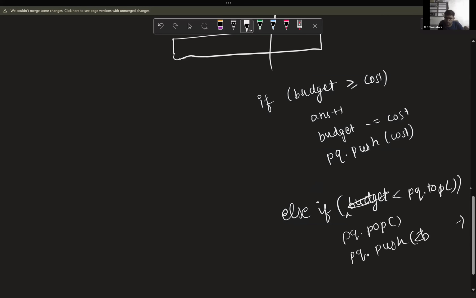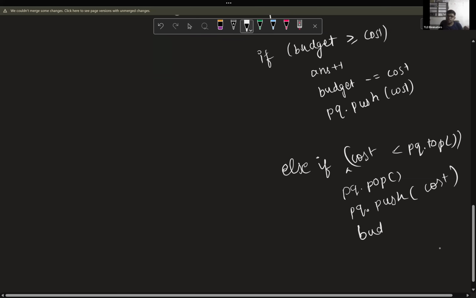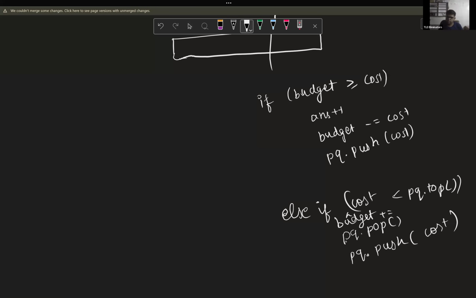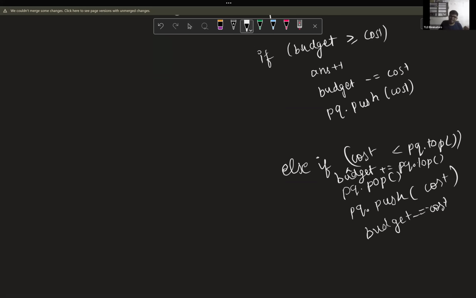Sorry, not the budget. We had to compare the cost. Obviously, budget has nothing to do with it. We have to consider costs, not budgets. And then you can just say that the budget will be increased by PQ dot top before popping out the element, and the budget will be reduced by the cost here. So you just have to do this for each and every month.